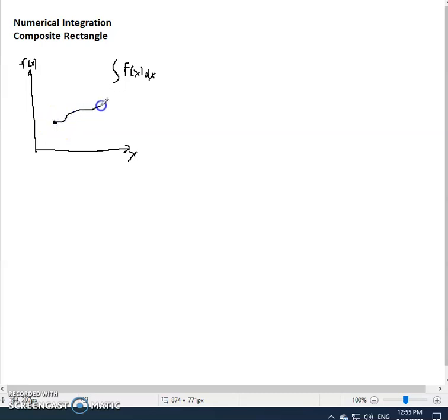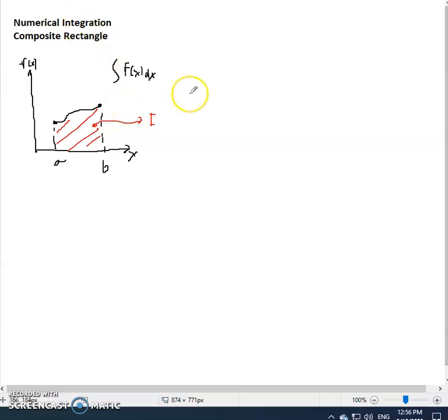So I have this function f of x from point A to point B. We know that the integral physically means the area under the curve that this function is forming. So I want to find this area I.